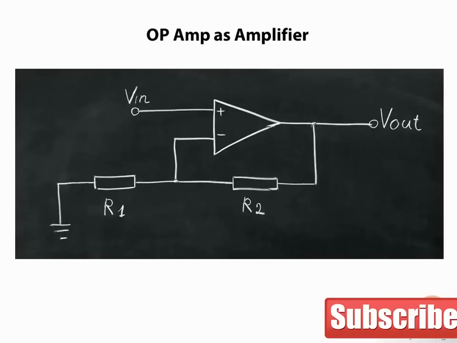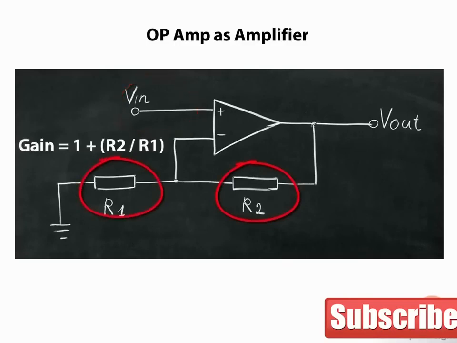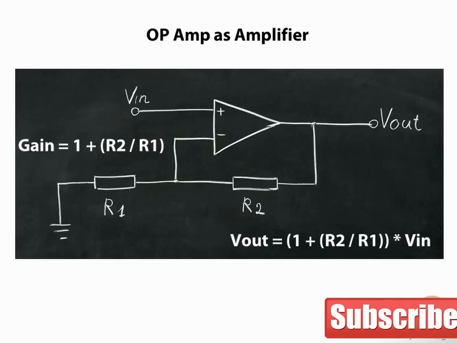Here we have an op-amp configured as a non-inverting amplifier. The input is connected to the non-inverting input. R2 is a feedback resistor from the output connected to the inverting input. And R1 together with R2 give us the gain of the amplifier. The gain for this non-inverting op-amp is 1 plus R2 over R1. The voltage output, therefore, in terms of gain and voltage input, is Vout equals (1 plus R2 over R1) times Vin.